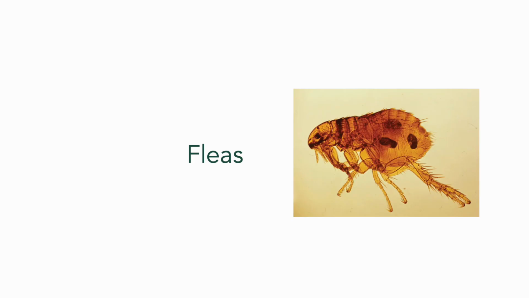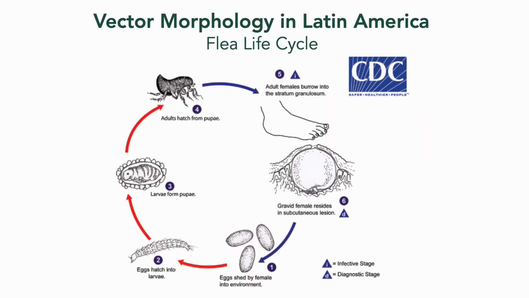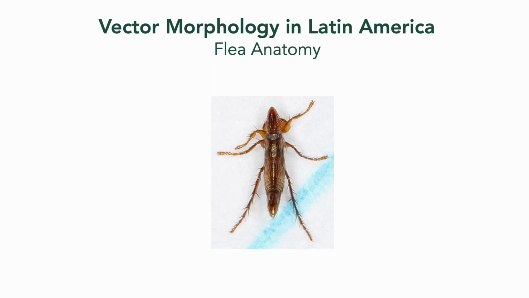Finally, we look at the flea, a vector of Yersinia pestis, the cause of bubonic plague. Fleas undergo complete metamorphosis, where the flea looks completely different in each stage of the life cycle. The four life stages of the flea include the egg, larva, pupa, and adult stages. Adults are laterally compressed, wingless, and adapted for jumping. The flea is known to jump approximately 150 times its own body length.